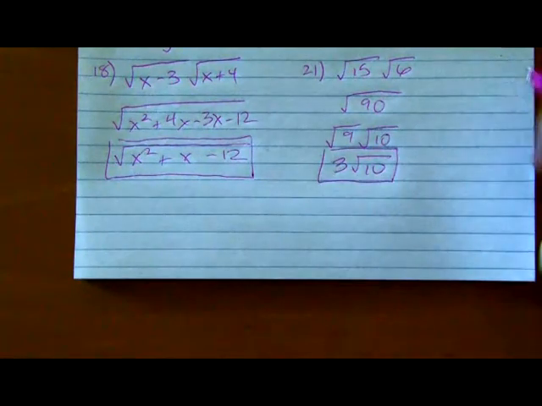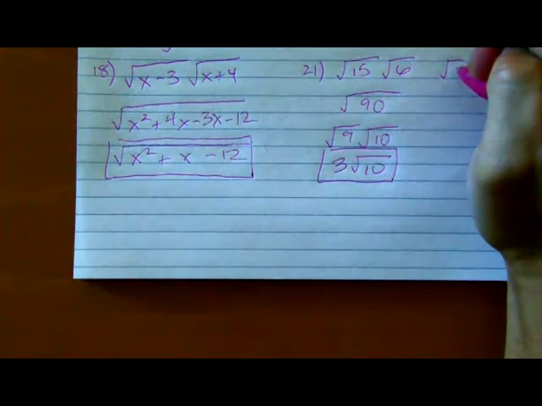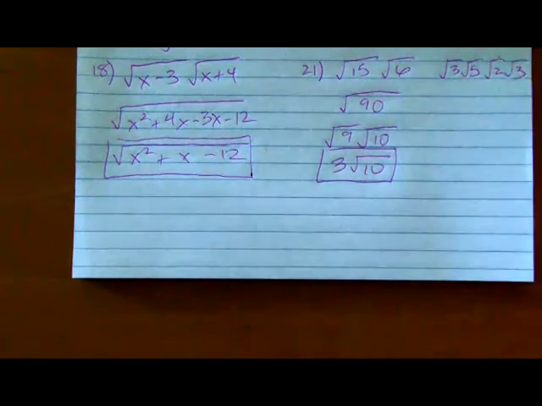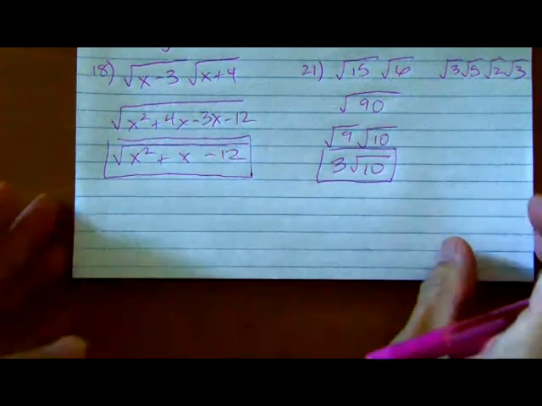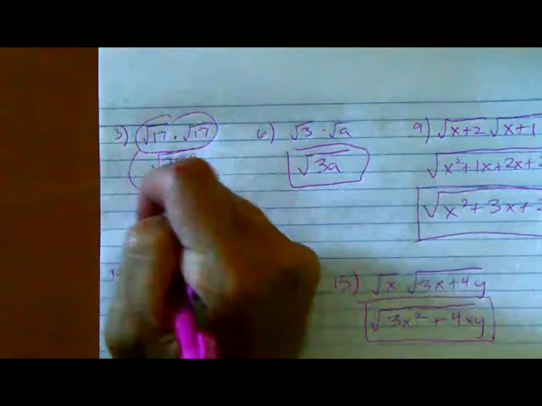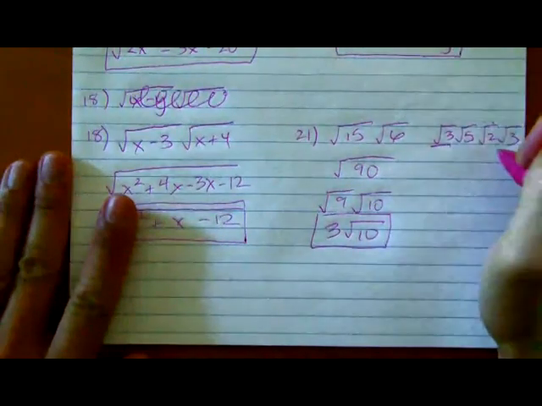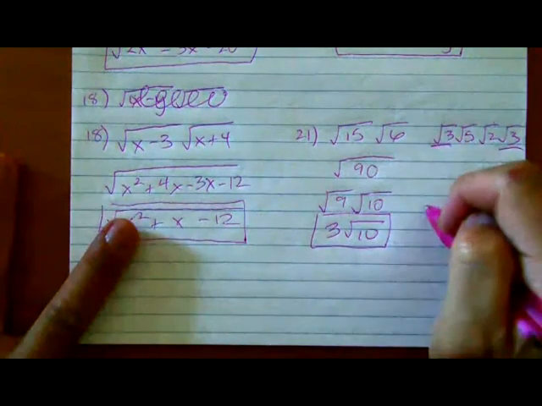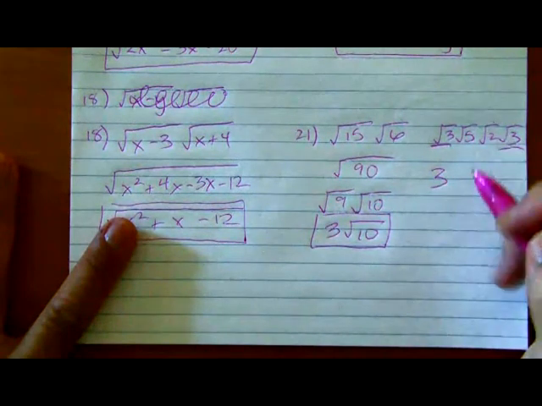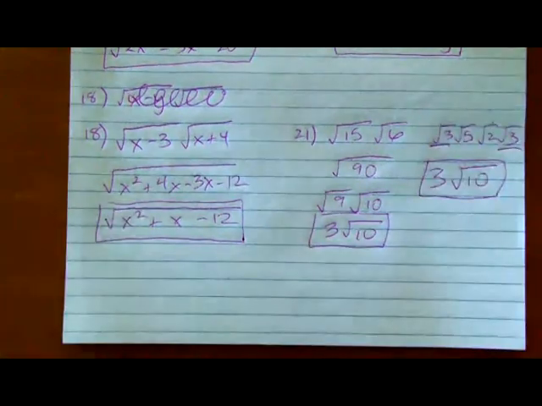Another way we could do this is we could factor everything. So radical 3 and 5 for the 15. Radical 2 and 3. Now, if you remember in number 17, this will just give you 17. So if we can find pairs, like here, that'll just be 3. Radical 3 times radical 3 is radical 9. Square root of 9 is 3. The leftover is 5 times 2, which is 10. So we can attack it both ways.